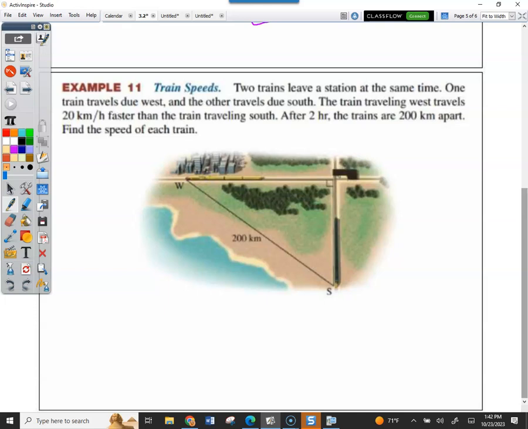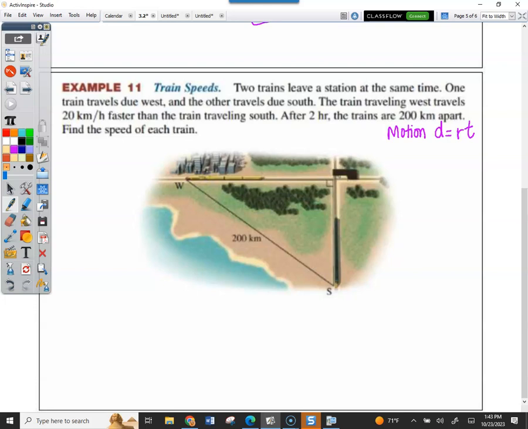You do have to recall the motion formula. D equals RT. You don't really have to recall that necessarily, but you end up using it anyways because we're talking about speed, right? D equals RT. How much time has passed, by the way? 2 hours. We've got a southbound train and a westbound train. Let's read it again. One train travels west, the other south. The one going west is going 20 kilometers faster, right?